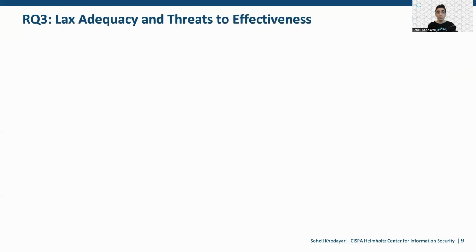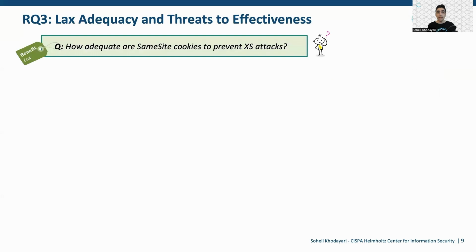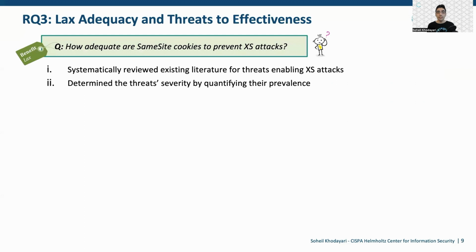Coming to our third research question, we intended to study how adequate and effective SameSite cookies are to prevent cross-site attacks. Accordingly, we systematically reviewed existing literature for threats against SameSite cookies that enable cross-site attacks. Then we determined the threat severity by quantifying their prevalence in the wild.